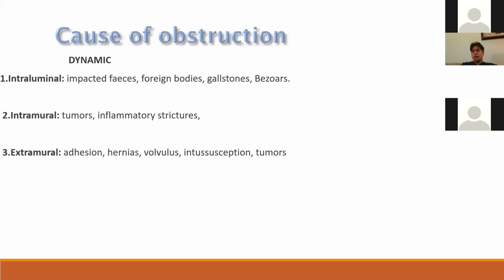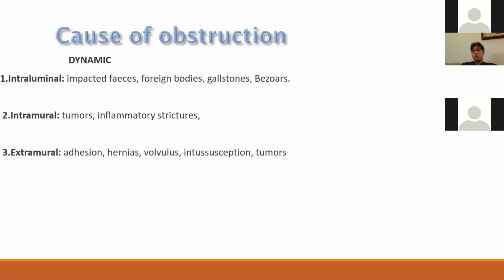Causes of dynamic obstruction could be intraluminal, intramural, and extramural. Intraluminal means inside the bowel. Intramural means in the wall of the bowel. Extramural means outside the bowel. So intraluminal could be impacted feces, foreign bodies, gallstones, worms. Intramural could be tumors, inflammatory strictures. Extramural could be adhesions, hernias, volvulus, intussusception.